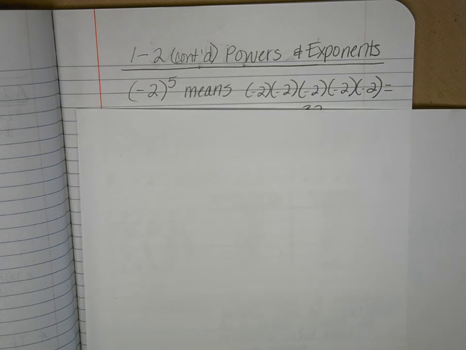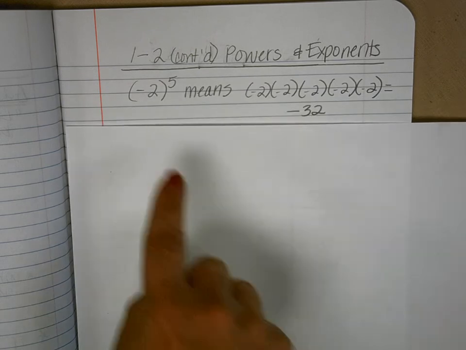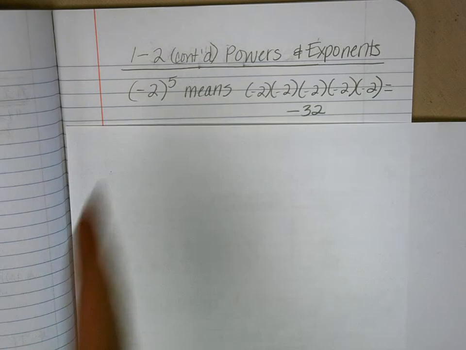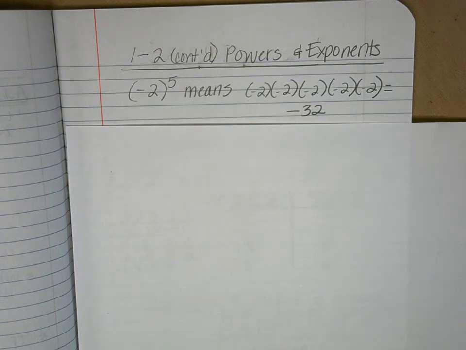Okay? So the first example I want you to write down starts with this, (-2) to the 5th. Notice the -2 is in parentheses. And it means -2 times -2 times -2, 5 times, right? Yeah. And the answer is -32. So write that down, and then we'll talk about why it's like that.